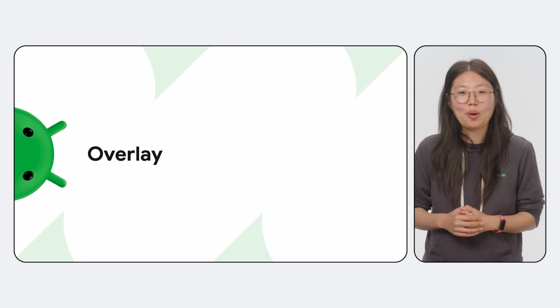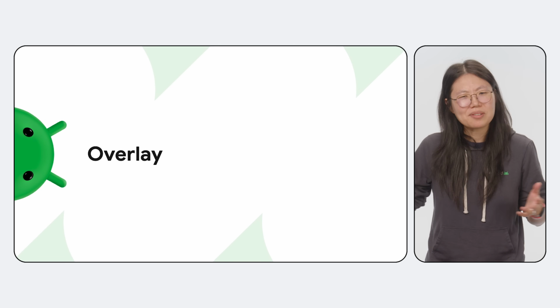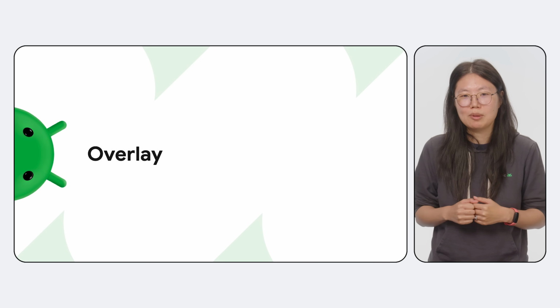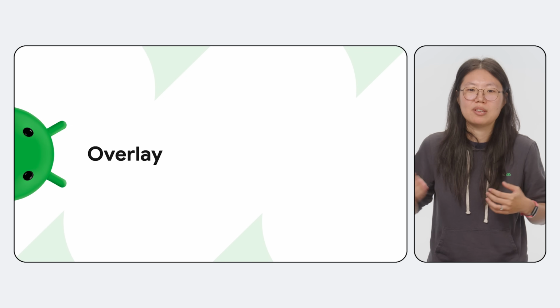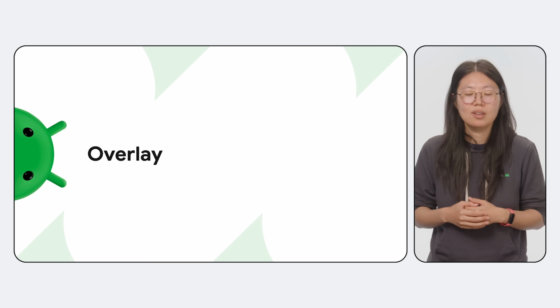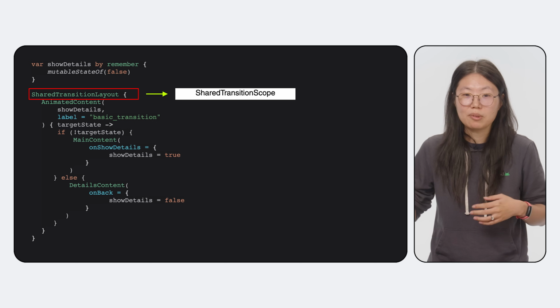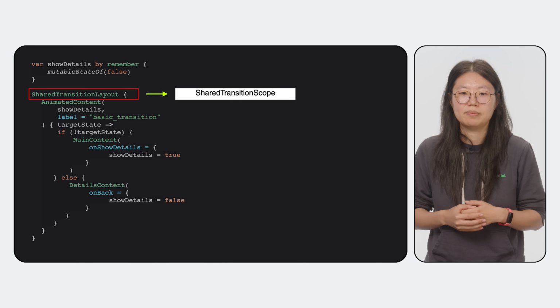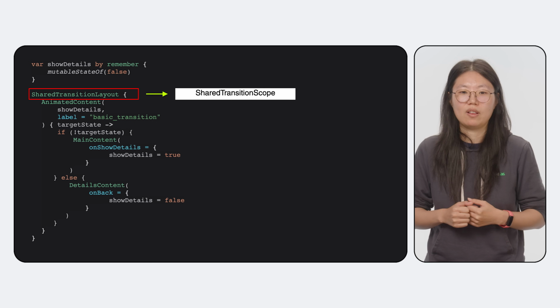All right, we have already talked about the overlay in the JetSnack example. Now, since that's a critical part of how shared elements work, I'll show you the inner workings of the overlay and why we use it to help you understand its behavior. You may recall this slide from earlier, where we added a shared transition layout as the parent of animated content in order to obtain the scope to create shared elements. In fact, shared transition layout is also where we create the overlay.